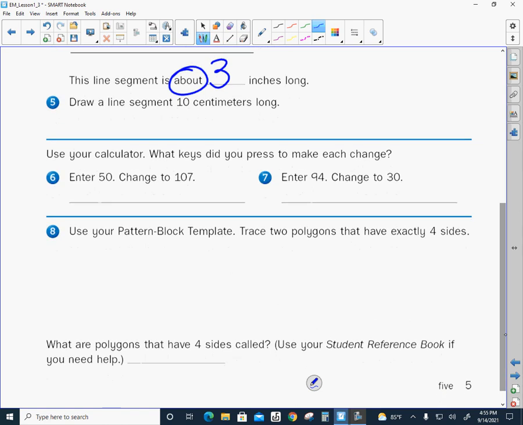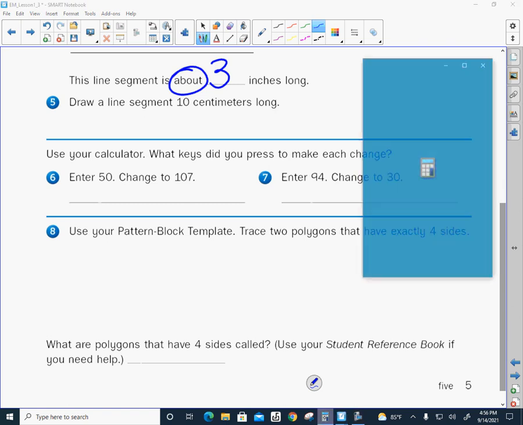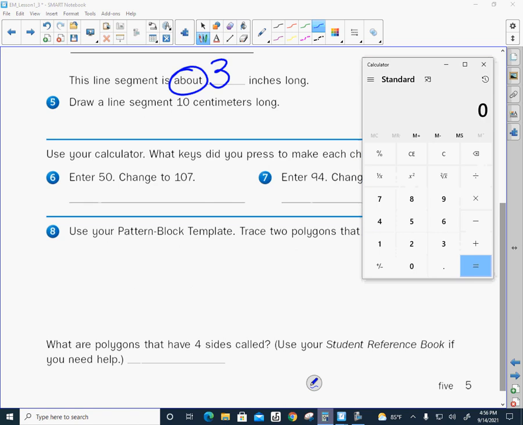All right, the next thing that you needed to do was use your calculator. What keys did you press to make each change? So boys and girls, I can pull up a calculator on my screen, but I honestly don't know if it shows up on your screen. If I enter 50 on my calculator, I need to know what do I need to enter to change that to 107. Now, 107 is bigger, right? So I'm going to have to hit the plus sign on my calculator to make that happen.